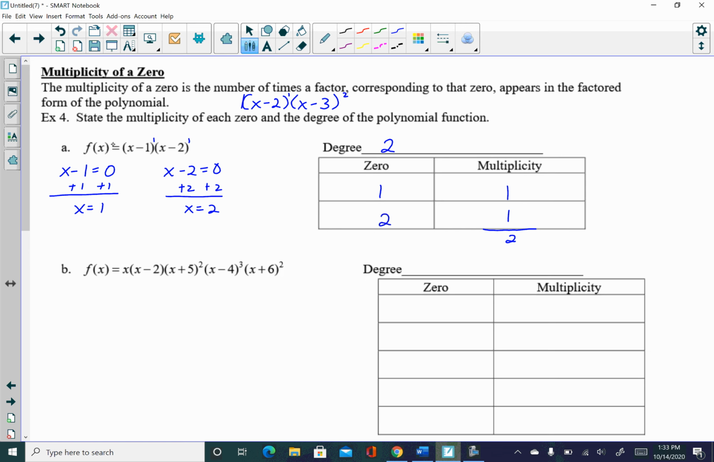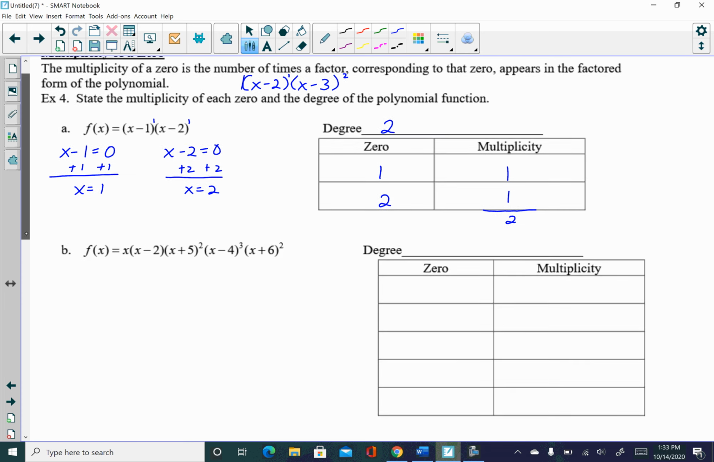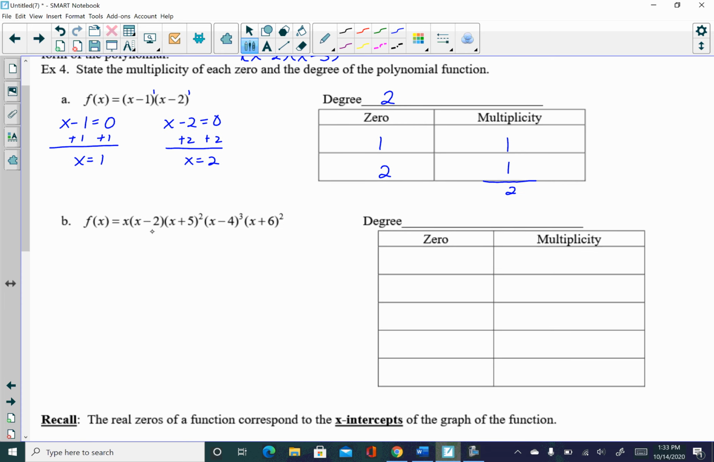Now, let's do letter B here together since it's a little different. Here in letter B, you'll notice that this is in factored form. We would set x equal to 0. We would set x minus 2 equal to 0. x plus 5 equal to 0. x minus 4 equal to 0. And x plus 6 equal to 0. We would set all of those terms equal to 0 and solve for x.